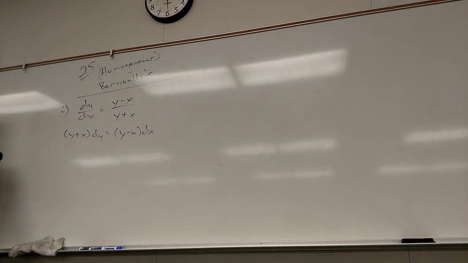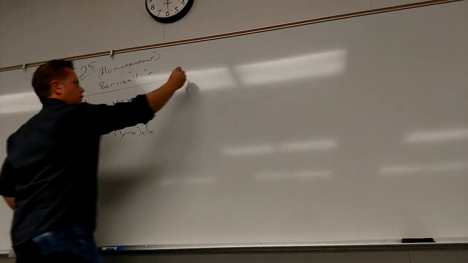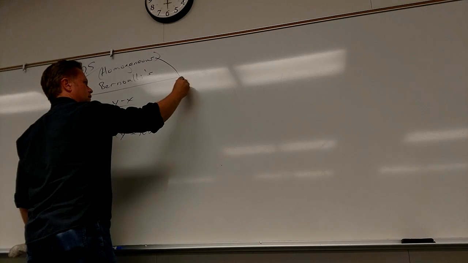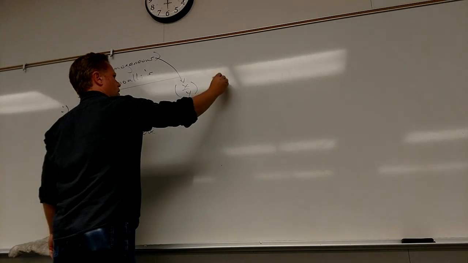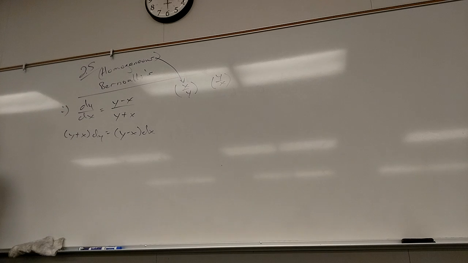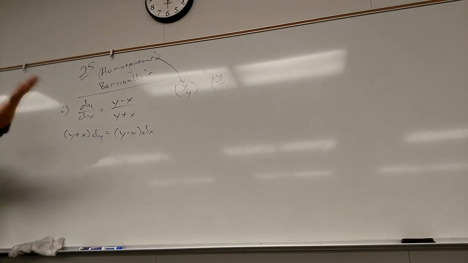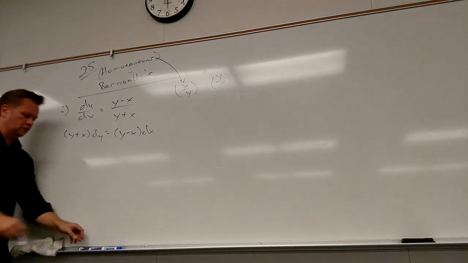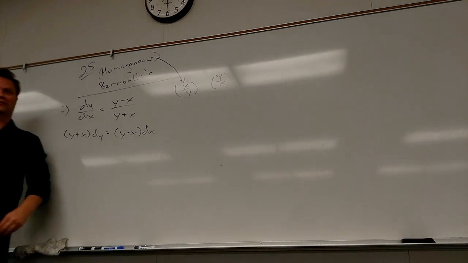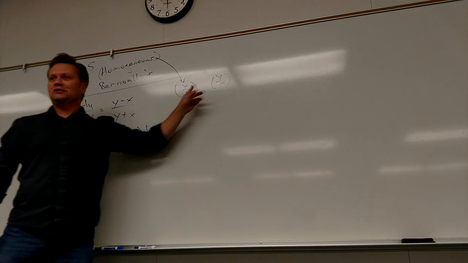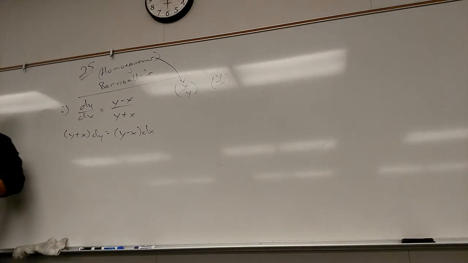The main idea with homogeneous is it involves ratios of x to y or y to x. That's the main idea behind this. Can you divide by something to make that happen? Yes, you can. Give me something you could divide by. There's a couple different answers here. You can either divide by x or you can divide by y. So let's divide by x.